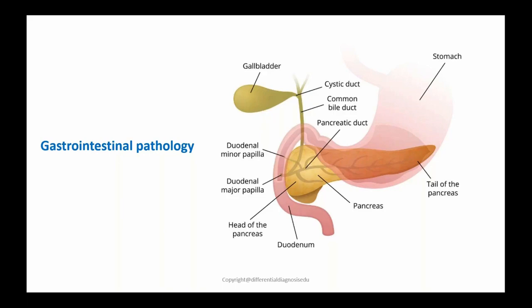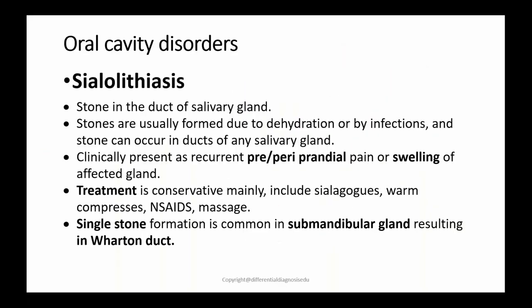Hello everyone. So let's start our next topic, gastrointestinal pathology. Like we discussed, that pathology is the most important part of USMLE step 1. So we'll start with oral cavity disorders.